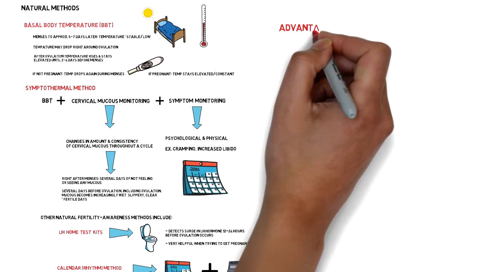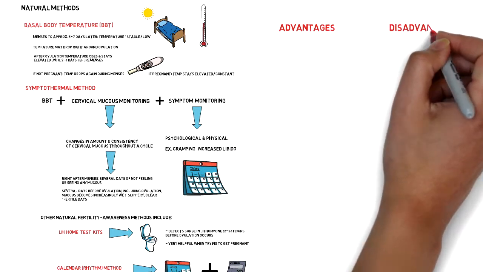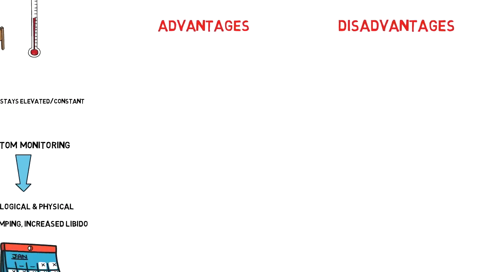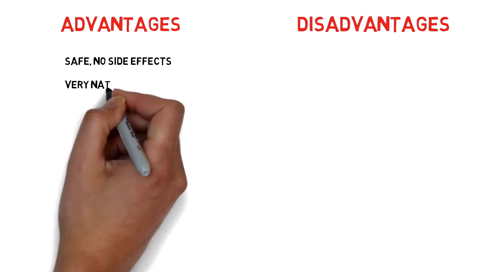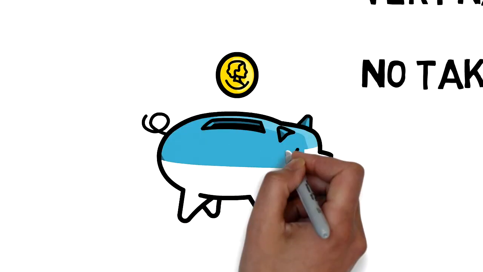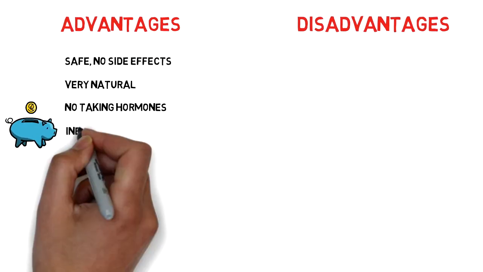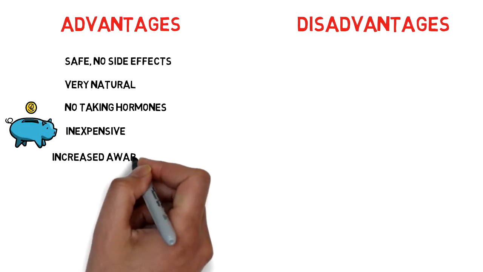Now let's go over the advantages and disadvantages of all the natural methods that we've looked at thus far. The advantages are that natural methods are the safest ones in terms of the health of the woman. There are no hormones taken, no side effects, and it's a natural form of contraception. The costs are minimal. You become way more aware of your body and how it works.